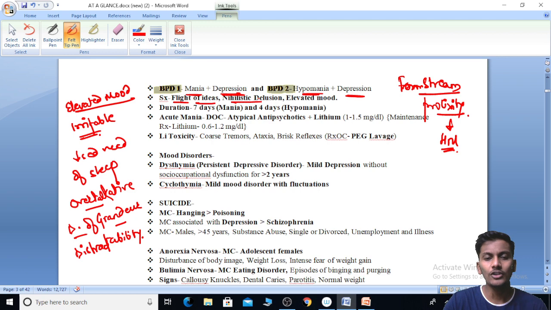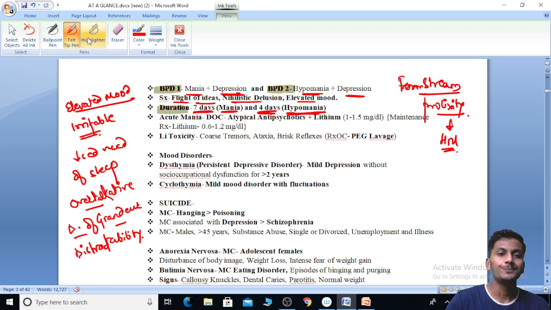Right. The nihilistic delusion or delusion of negations are usually seen in cases of depression, and elevated mood again in cases of mania or hypomania. Now talking about the duration, how to diagnose this BPD. In cases of bipolar disorder, if the symptoms of mania are lasting for 7 days, then it is diagnosed as mania. But if the symptoms are lasting for 4 days, then it is considered as hypomania. Mania mein symptoms bhi predominant honge aur duration bhi zyada hai, that is 7 days, whereas in hypomania symptoms bhi mild honge aur duration bhi kam hai, that is 4 days.